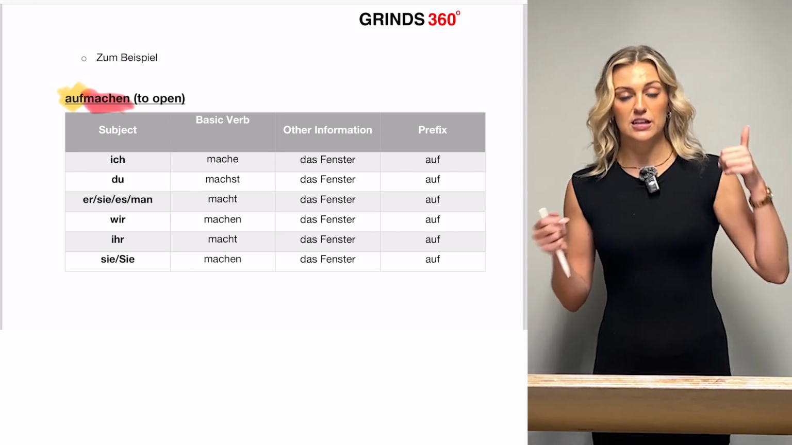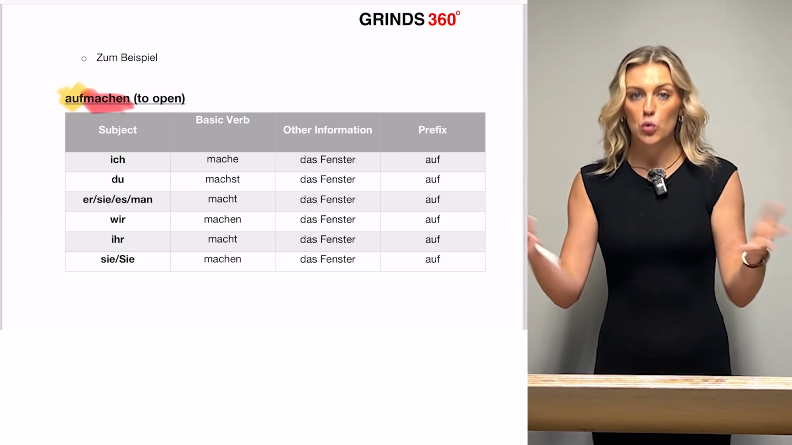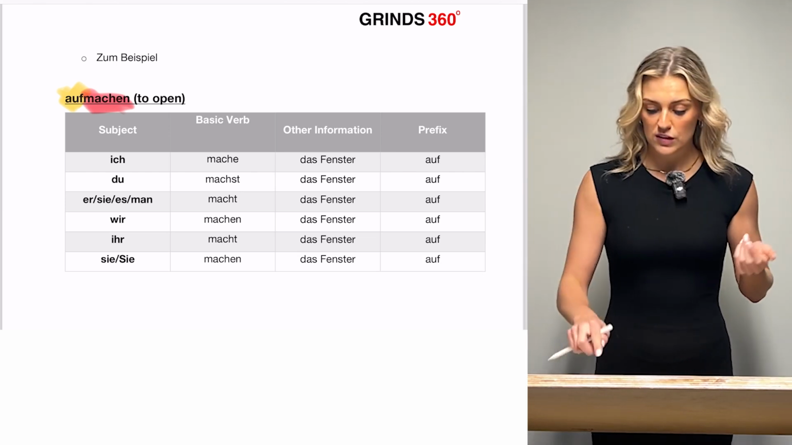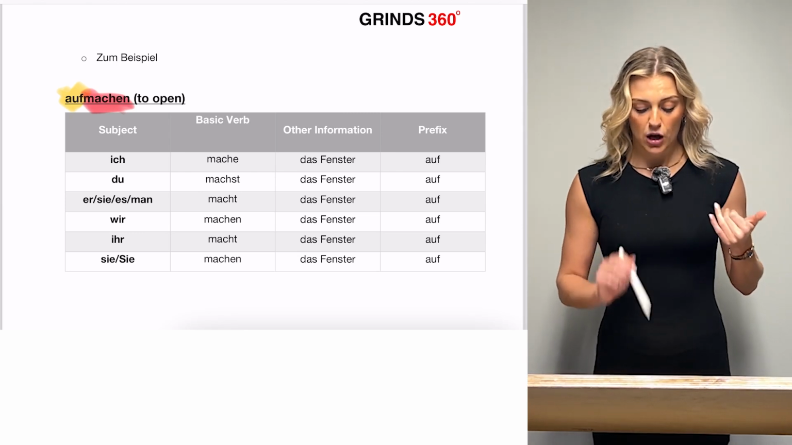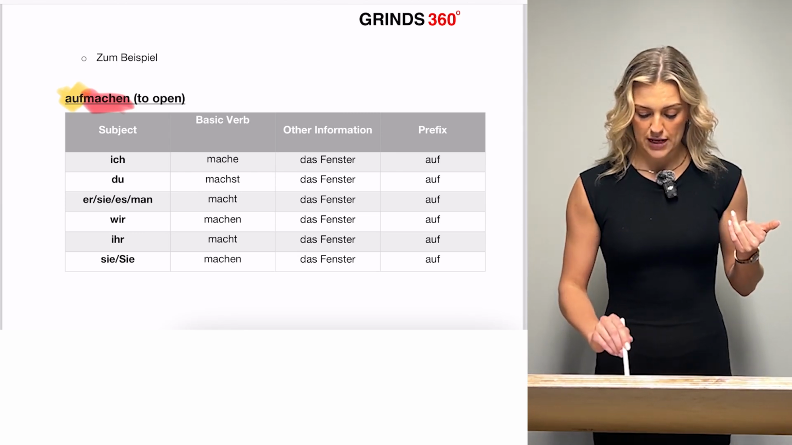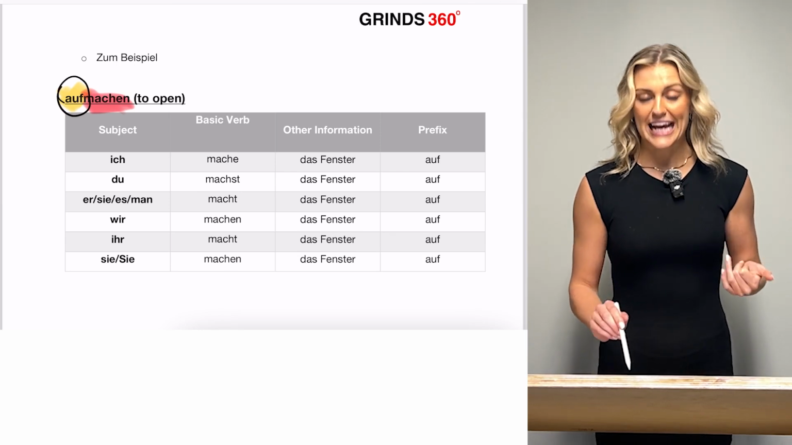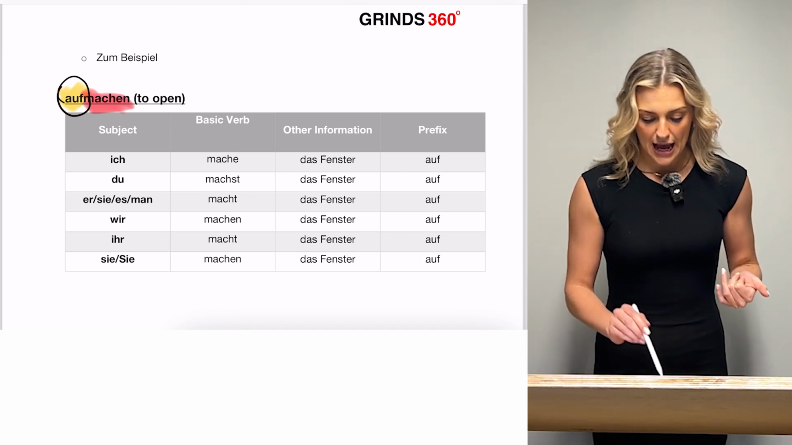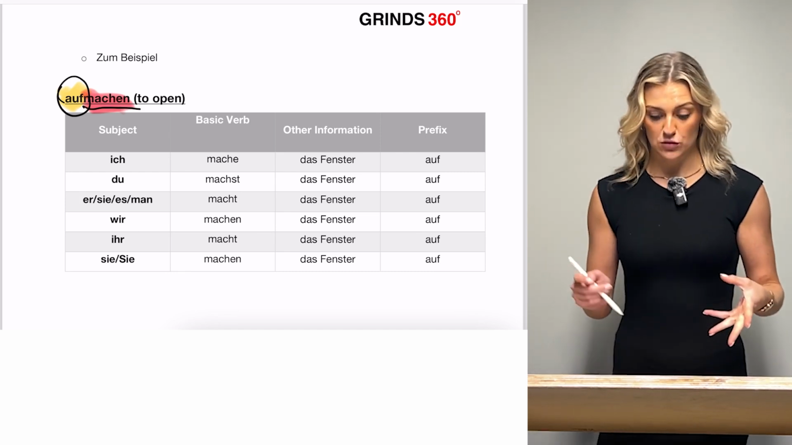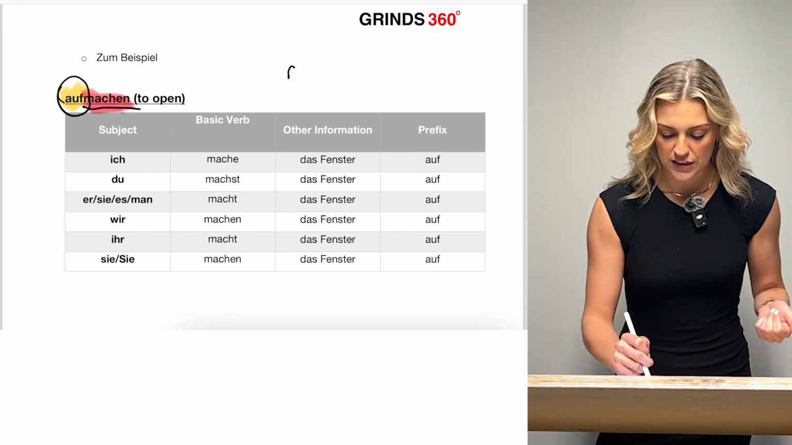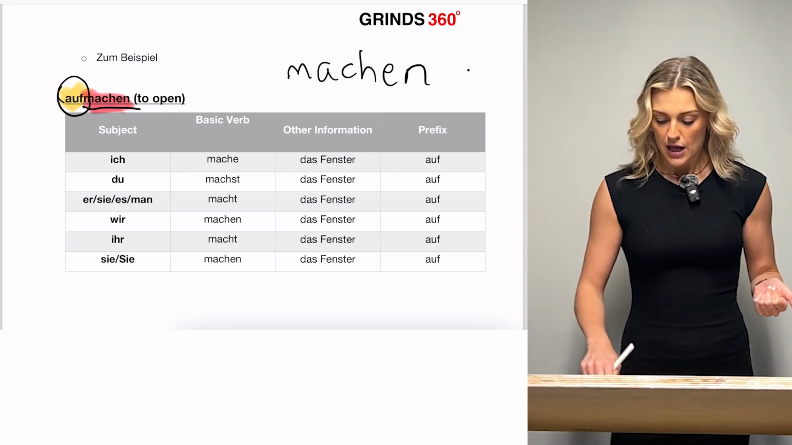Is it included in be, ent, ge, miss, ver, zer? Is auf there? No, so I know it's separable. Once I know that my prefix is separable, that it's a separable verb, I take off that prefix, and it goes to the end of the sentence. Then the rest of my verb, machen, I conjugate as normal. So auf goes to the end and I conjugate machen as I would normally.